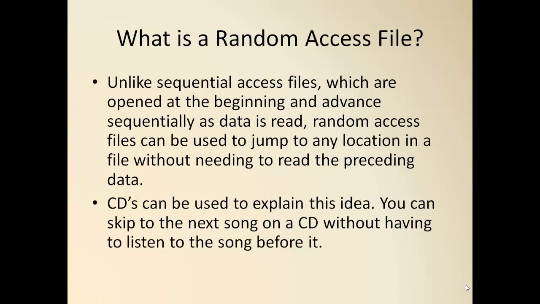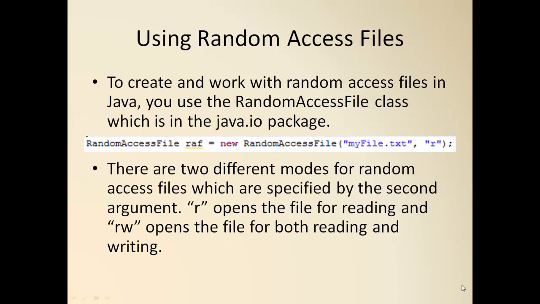Unlike sequential access files, which are opened at the beginning and advance sequentially as data is read, random access files can be used to jump to any location in a file without needing to read the preceding data. Think of them sort of like a CD. You can skip to the next song on a CD without having to fast forward through or listen to the one before it.